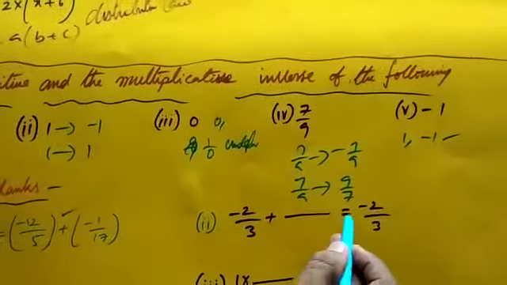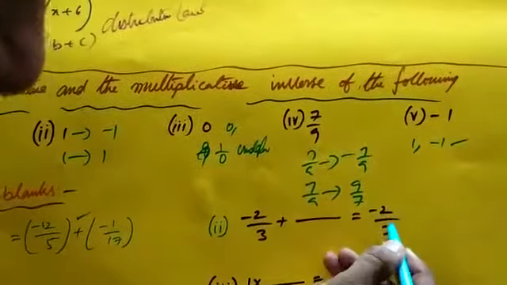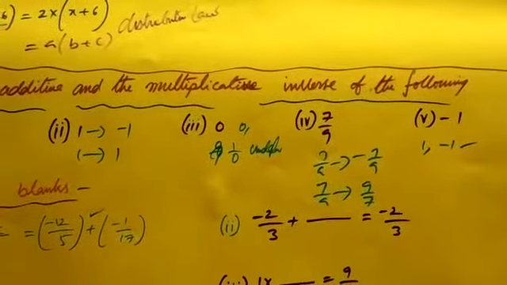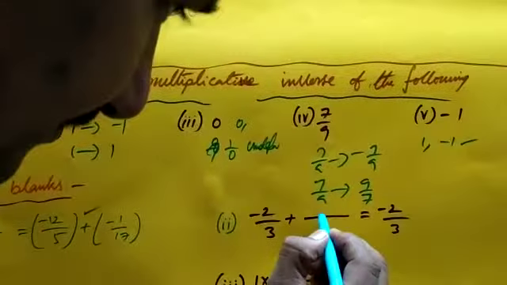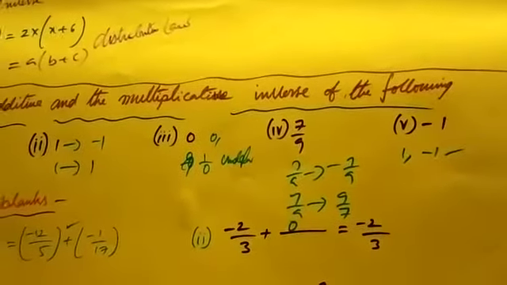Minus 2 by 3 plus dash equals minus 2 by 3. Which number added to this gives the result minus 2 by 3? We already know it is 0. 0 plus anything is itself.